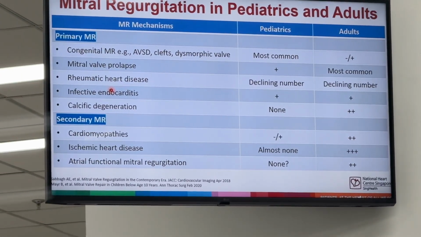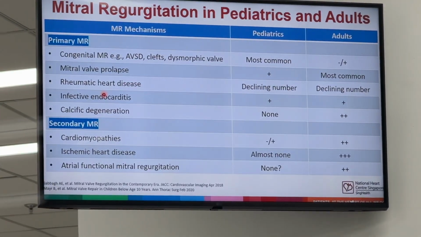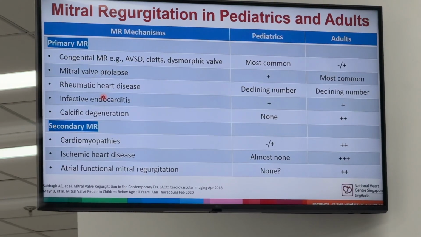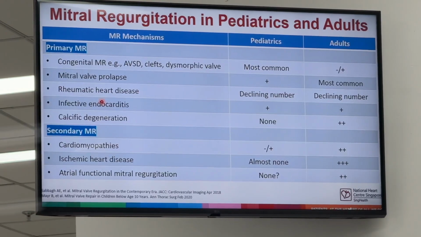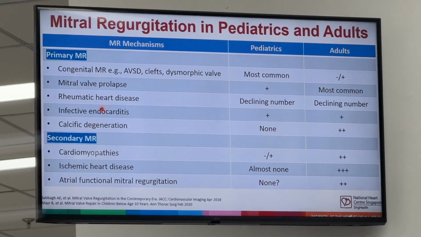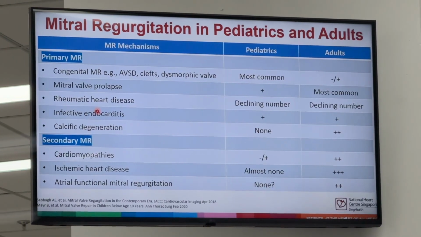Of course, the rest that is less common: infective endocarditis and papillary muscle rupture in the older patients, and secondary mitral regurgitation, for example, cardiomyopathy, ischemic heart disease, and atrial functional mitral regurgitation is much more common in the older patients in the adult population.